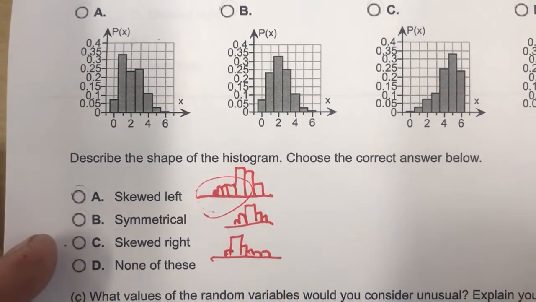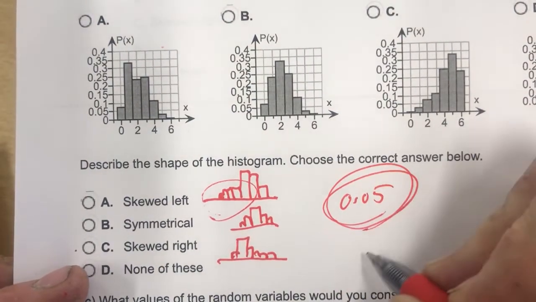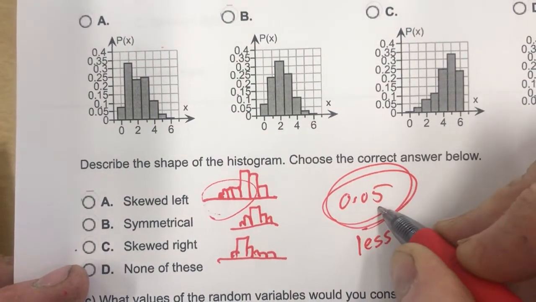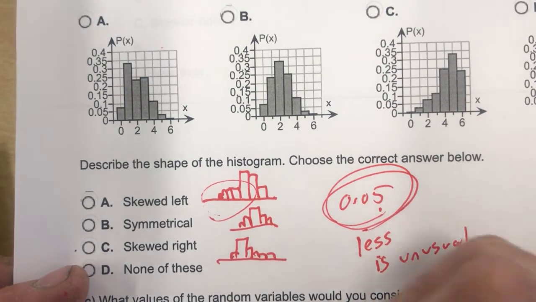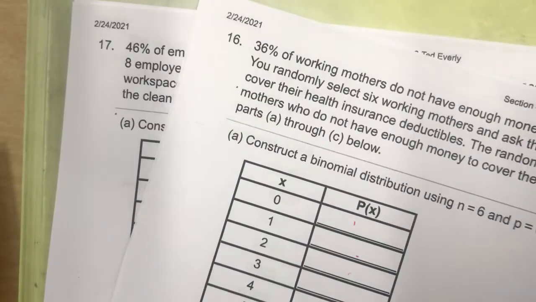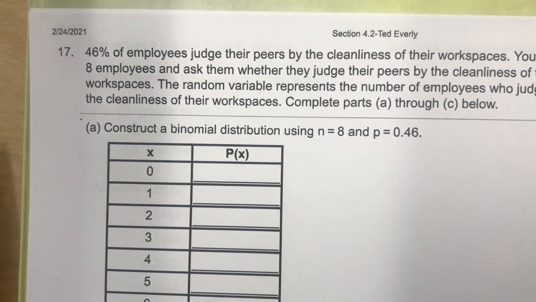Okay, and then values that are unusual, remember 0.05. If you have something less than that, it is unusual. And that's what this is asking in part C. Okay, now there's another one like that.